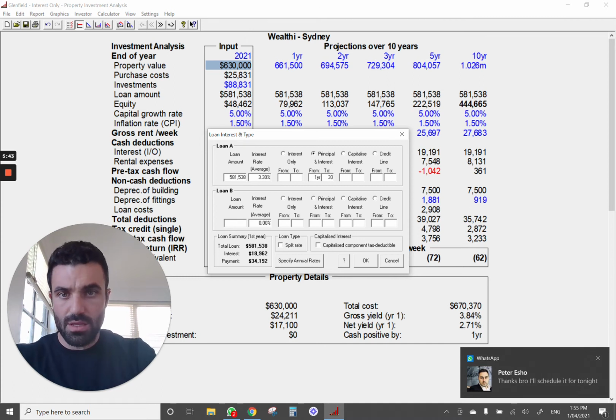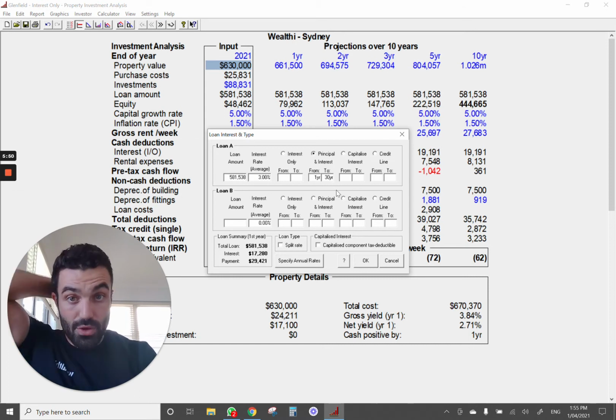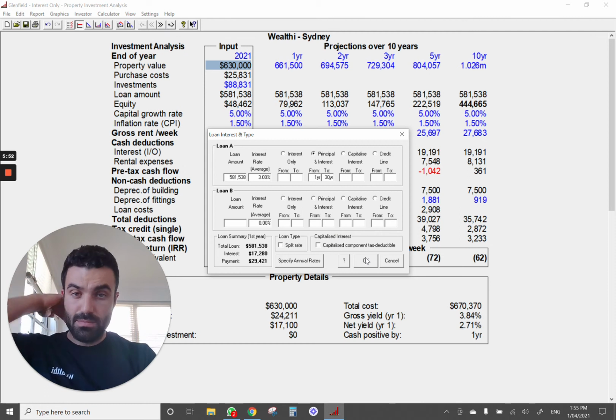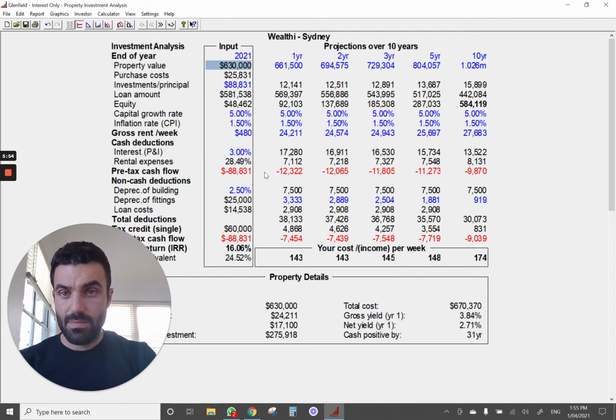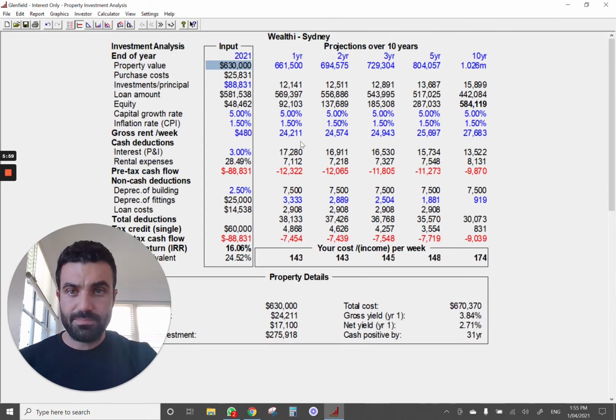I'll make it a 30-year loan, and we'll make it an interest rate of 3%. We're trying to be conservative. So 3% over 30 years. Okay. Now, all the numbers are set.